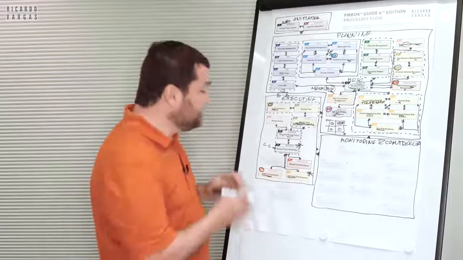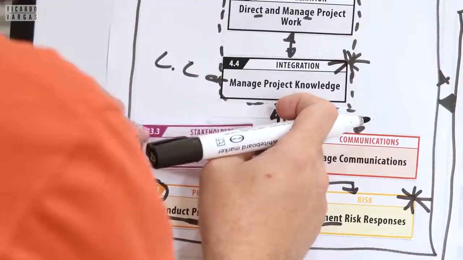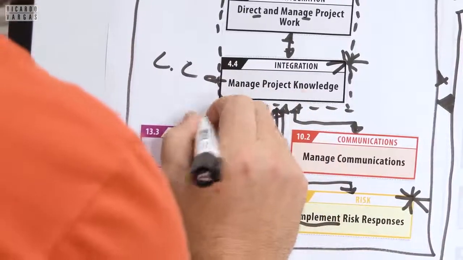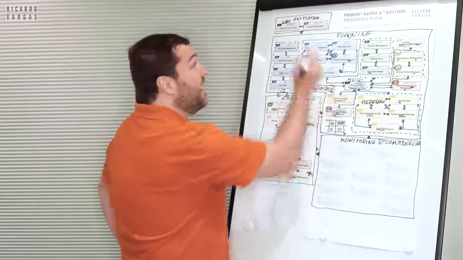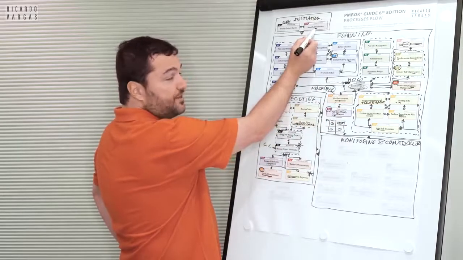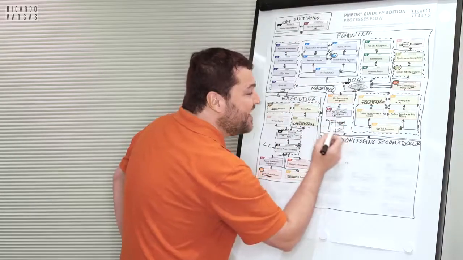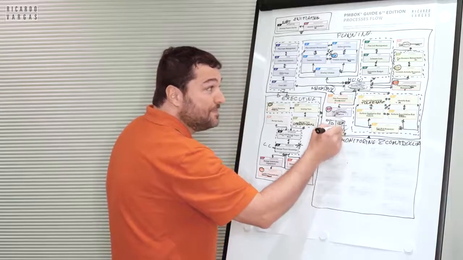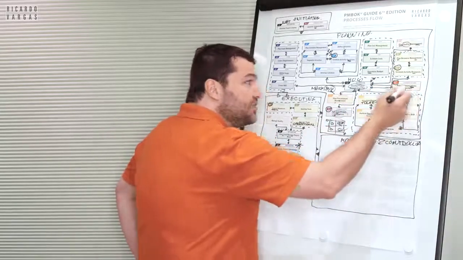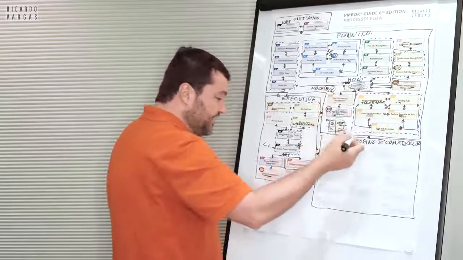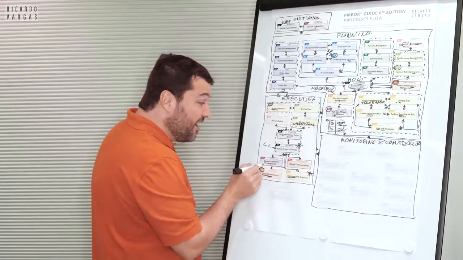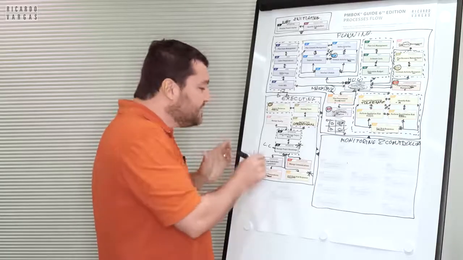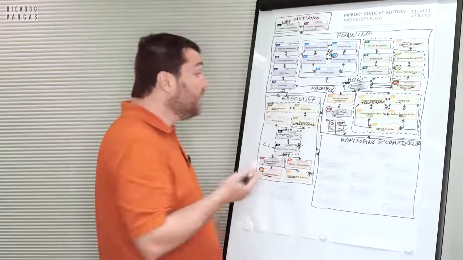Last but not least here in the execution, you manage the stakeholder engagement. So let's understand that. I identified my stakeholders here. I understood their power, their influence, their interests, and then I created a communication plan to manage my communication with them. Here, I'm managing. Is my process to engage these stakeholders working? Or do I need to change?